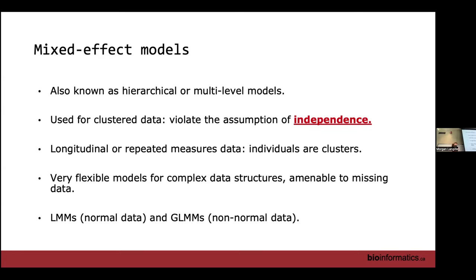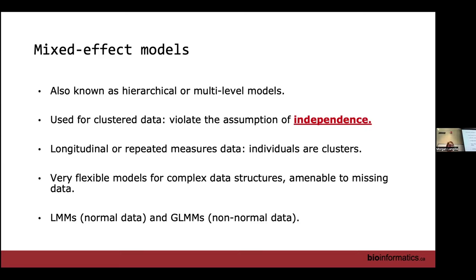Mixed effect models extend the linear model framework to clustered data. Clustered data are very important to acknowledge as such, because they violate the assumption of independence. Again, this assumption means that the value of an observation should not be dependent on the value of a different observation. When we have clustered data, that creates correlation structures within the data that need to be acknowledged by the model.